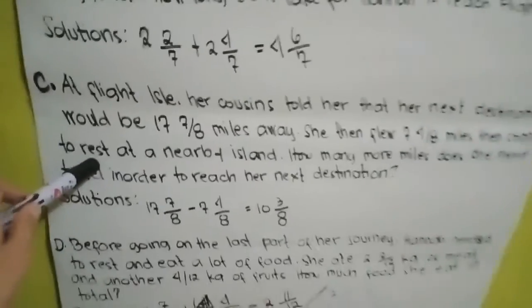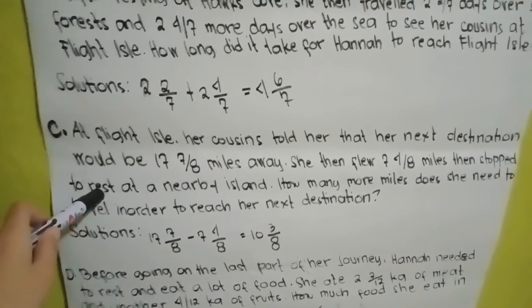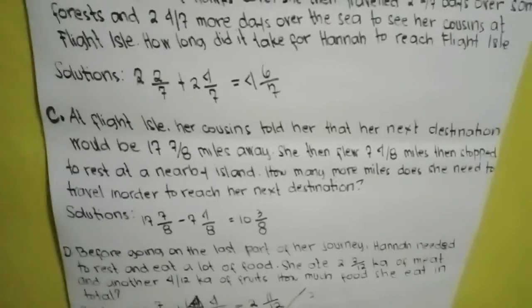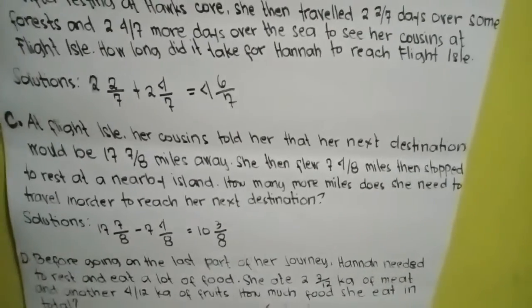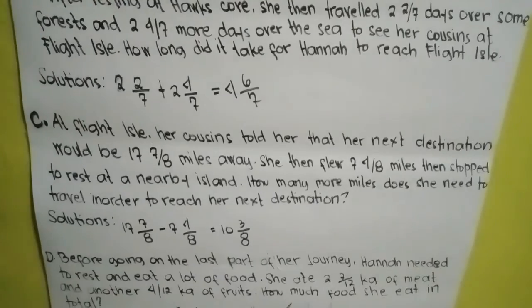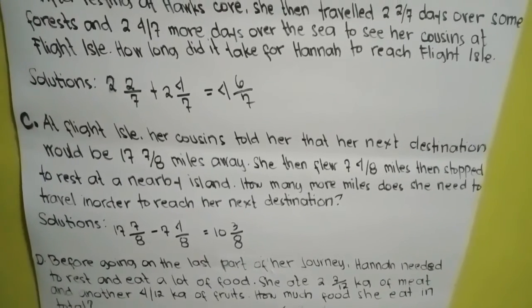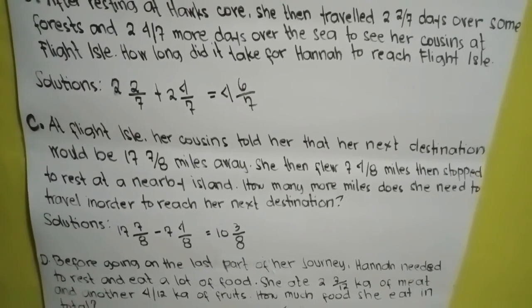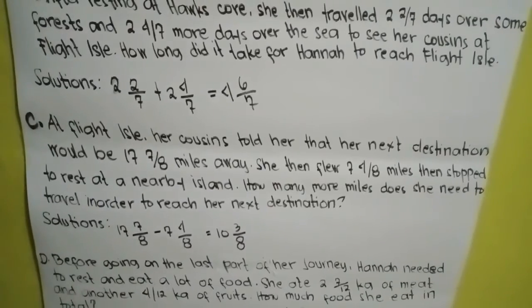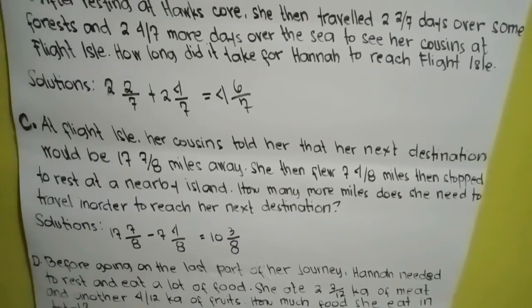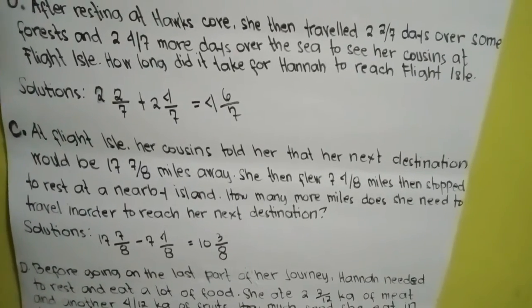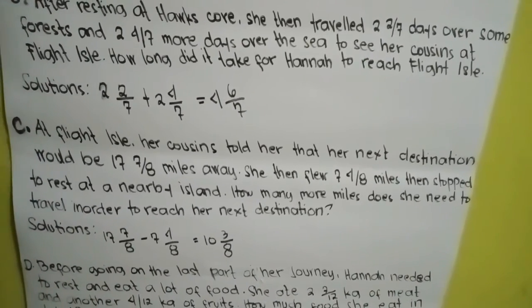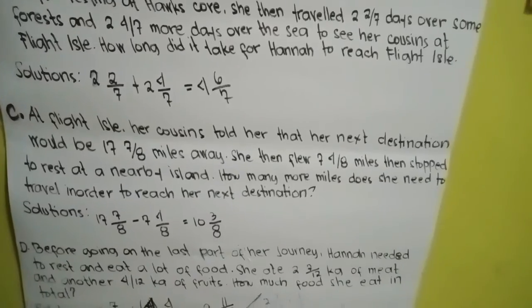Letter C. At Flight Isle, her cousins told her that her next destination would be 17 and 7 over 8 miles away. She then flew 7 and 4 over 8 miles, then stopped to rest at a nearby island. How many more miles does she need to travel in order to reach her next destination?